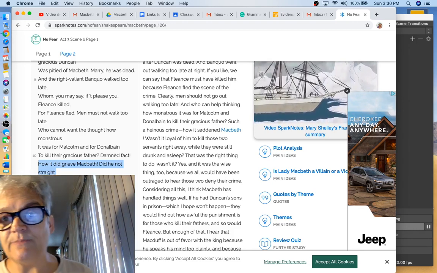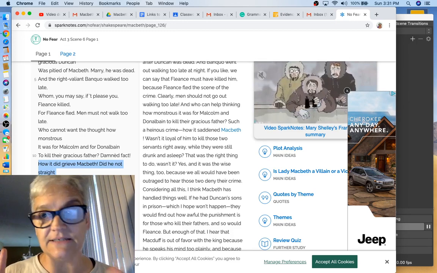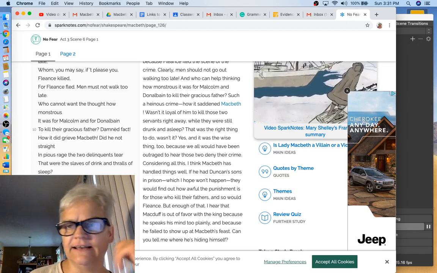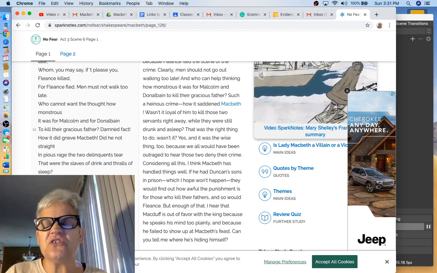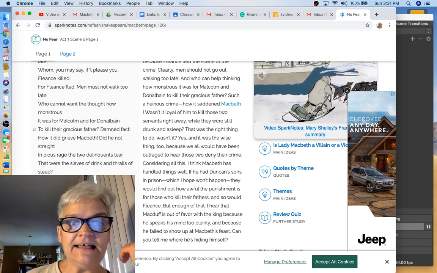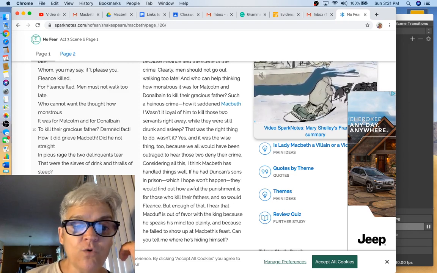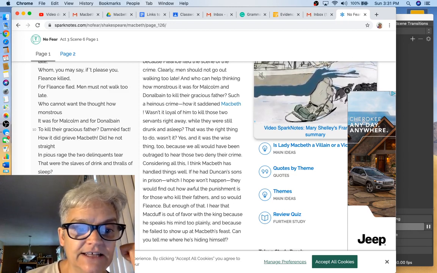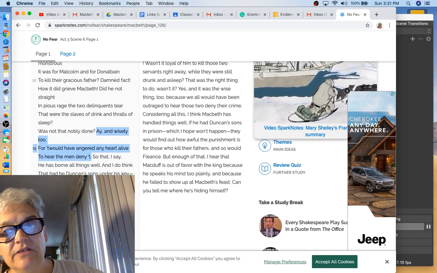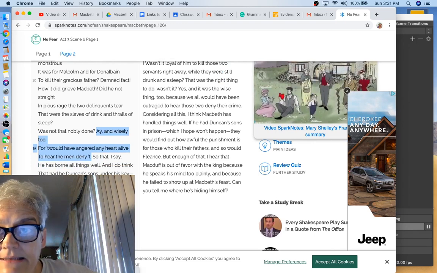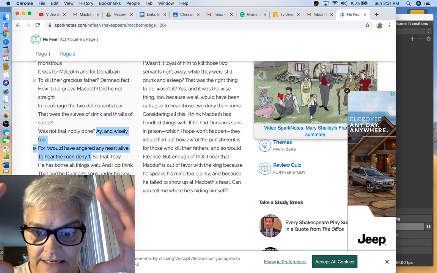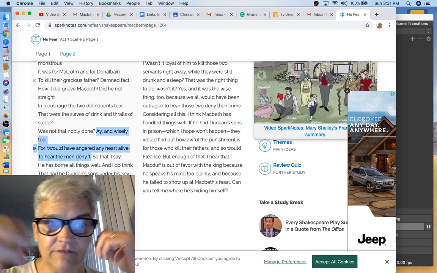So he's now suspecting that the reason they were drunk and passed out was not by accident. "Oh, was that not nobly done?" I mean, you can just hear the sarcasm dripping. What a noble man, what a wise man. "Aye, and wisely too, for it would have angered any heart alive to hear the men deny it." Macbeth killed them so that they couldn't deny it. And if they had had the opportunity to deny it, then the suspicion of Macbeth would have been even greater.